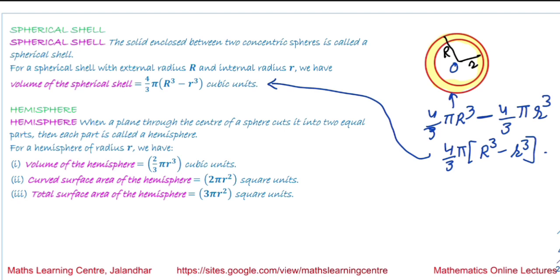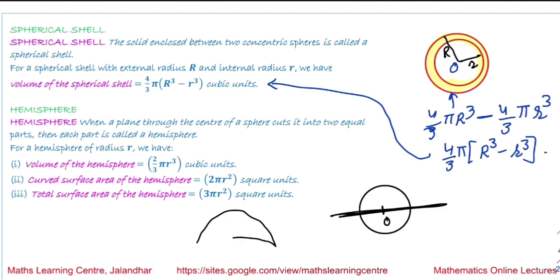Next we are talking about the hemisphere. Suppose we have a sphere, the shape of a ball, and we cut it in half. This is the midpoint. We cut it in half, so we will get a shape like this. This is called the hemisphere. The volume of the hemisphere will be half the volume of the sphere. The volume of the sphere is 4 by 3 pi r cube, so the volume of the hemisphere will be half of this, which gives the formula 2 by 3 pi r cube.